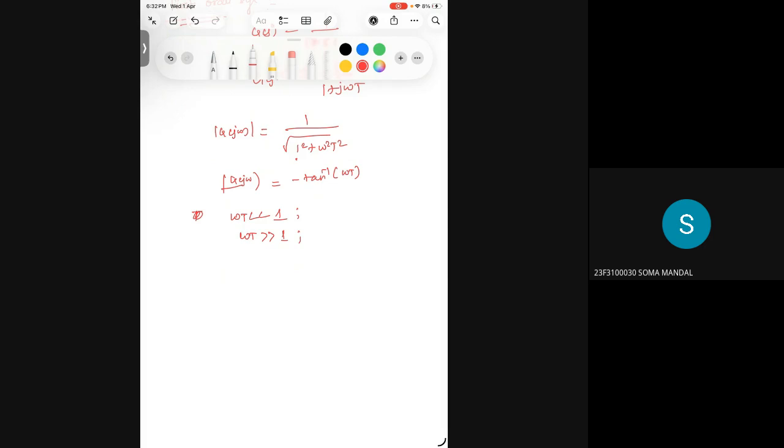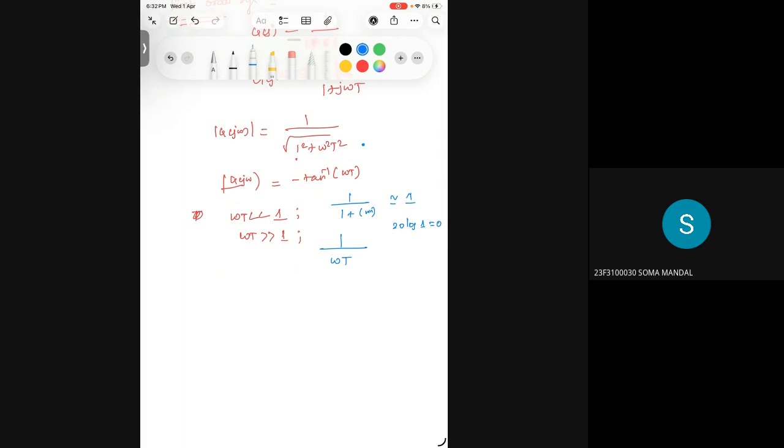We'll approximate around it. When omega t is very much less than 1, this becomes 1 by 1 because this term becomes negligible, so we will discard that. Your magnitude will more or less look like 1. So 20 log of 1 equals 0. Similarly, if omega t is very much bigger, the root of omega square t square will remain, so it becomes 1 by omega t.